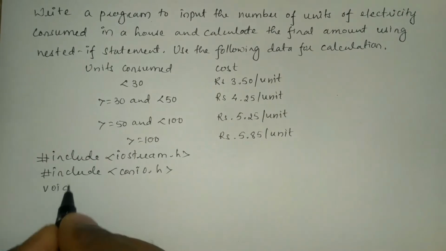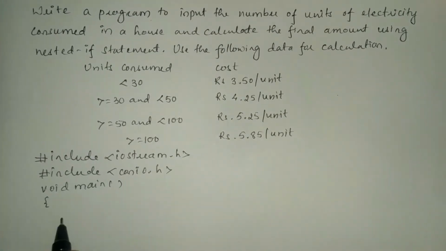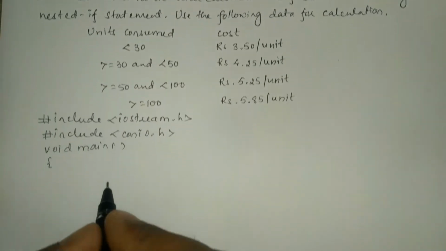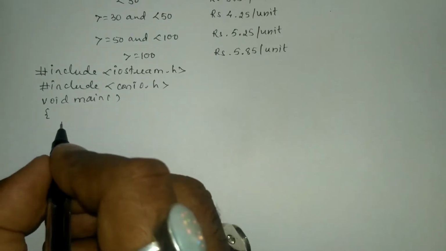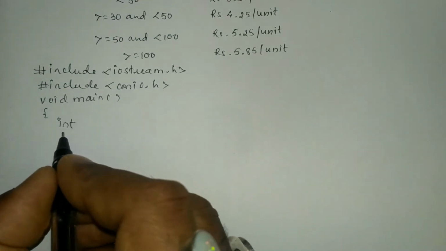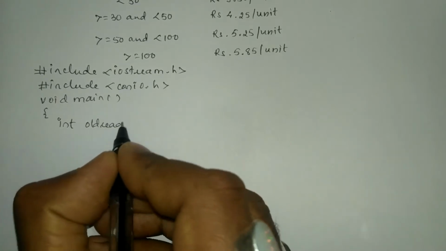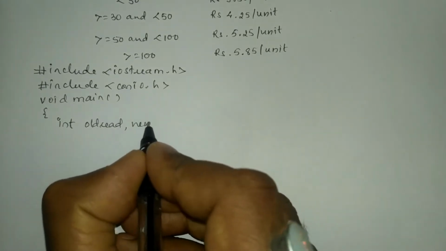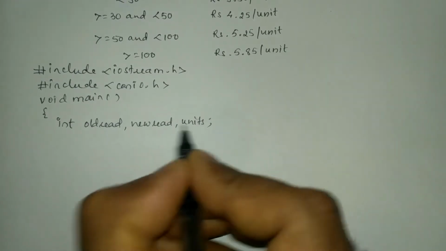Now let us write void main function, curly open brace, and here in the declaration section we are going to declare all the necessary variables which are to be used in the program. Here I'm going to declare some variables of type integer. For example, I'll write old read, comma, new read, comma, units, and put semicolon.